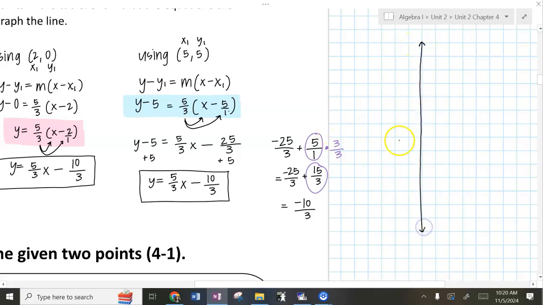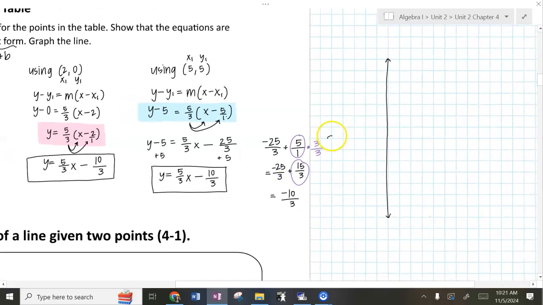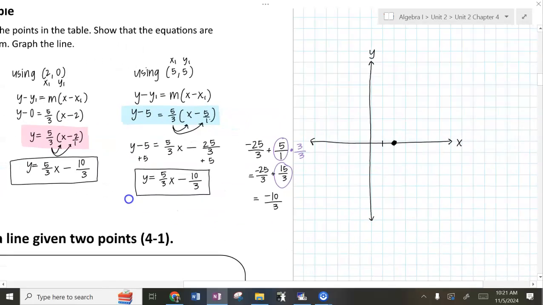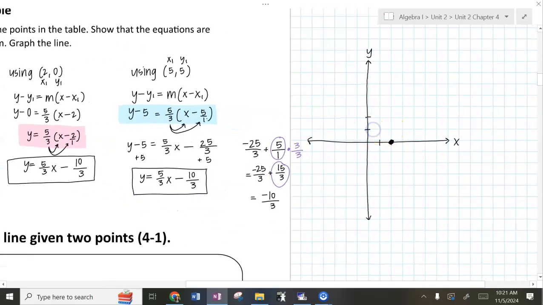In order to graph the line, we'll make our coordinate plane. We could start at the point that we used first, 2, 0. So x is 2, y is 0. It's actually the x-intercept. Then, based on the slope of 5 over 3, that tells me that the change in y is 5, the change in x is 3. So I'm going to go up 5 and right 3.